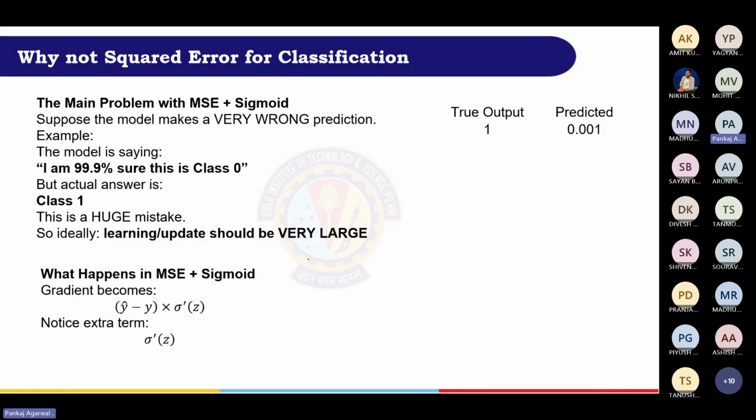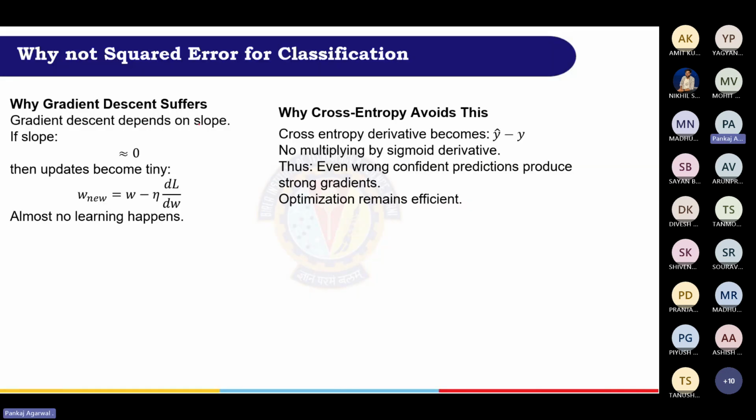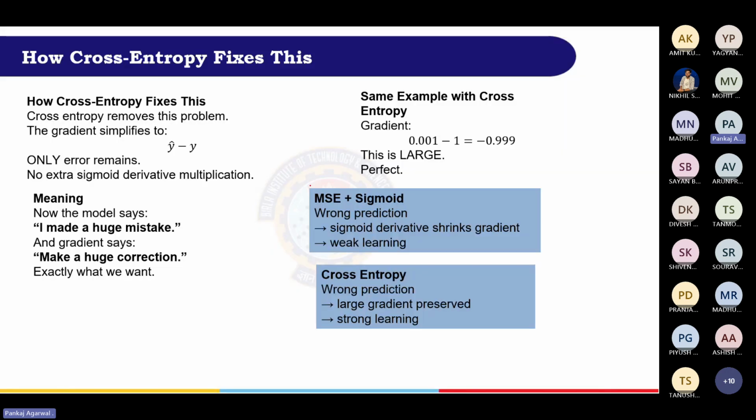So the idea was, if you see why gradient descent suffers, it is because gradient descent updates depend on the slope, and if the slope is zero, the updates become tiny. So that was the issue. But cross entropy avoids this. The derivative actually becomes this particular factor, so there's no multiplying by the sigmoid derivative. The absence of the sigmoid derivative is what helps us when we talk about cross entropy, right?